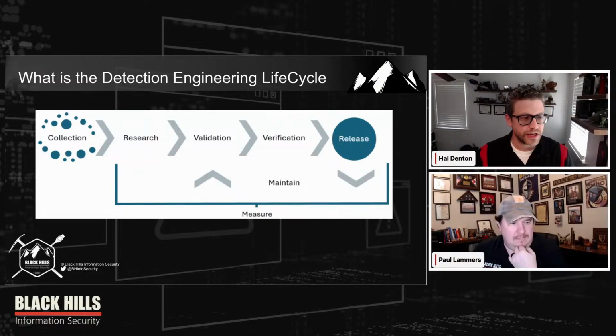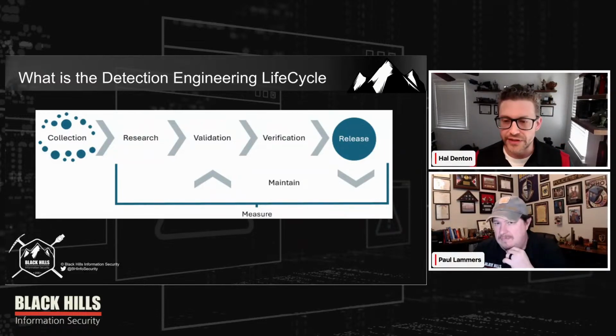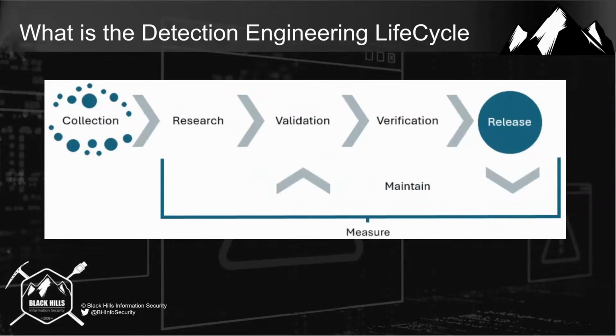So in detection engineering, there's a life cycle that we have to follow, and that life cycle is not really clearly defined. So this is something I threw together for our team and how we operate around detection engineering. It comes down to 7 phases: the collection, the research, the validation, the verification, the release, the maintain, and measurement of your detection once it's been released out into production. So I'm going to go into all of those individually.